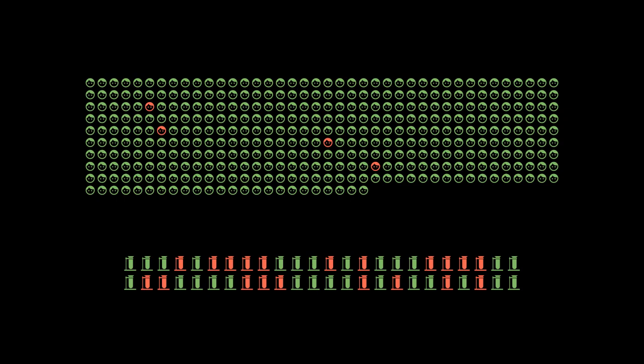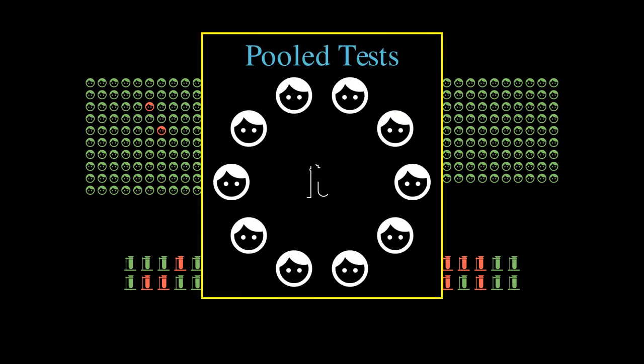For one, they pool samples together and test them. The concept of a pooled test is straightforward. Mix together a bit of the samples from various people into one pooled sample. Test the pooled sample. If all of the people whose samples were used were negative, then the pooled sample will test negative. If any of the people were positive, the sample will test positive.